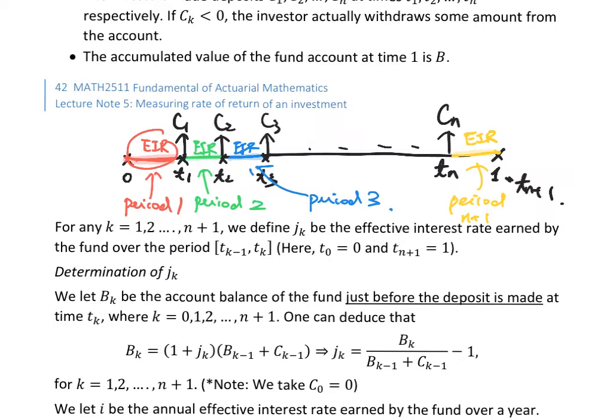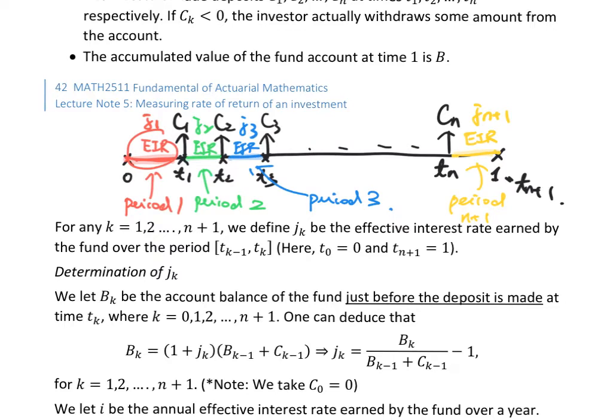So here, the change in the account value will purely represent the interest earned by the fund. Okay, so this is what I do. Let me let J1 be my EIR over the first period, J2 is the EIR in the second period, and J3 is the EIR in period 3, and so on and so forth.